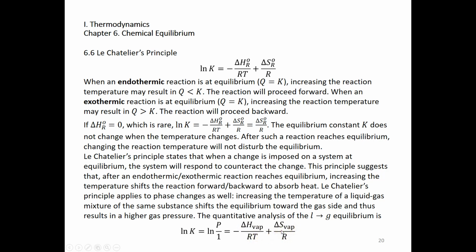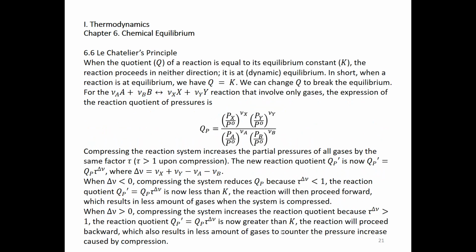Again, if you increase the temperature, this system will convert liquid to gas to absorb this heat to bring the temperature down. If you lower the temperature, gas is converted to liquid and releases heat that will bring the temperature back up. When the quotient of reaction is equal to its equilibrium constant, that means the reaction is right at its equilibrium. In short, we have Q equal to K when the reaction is at equilibrium.